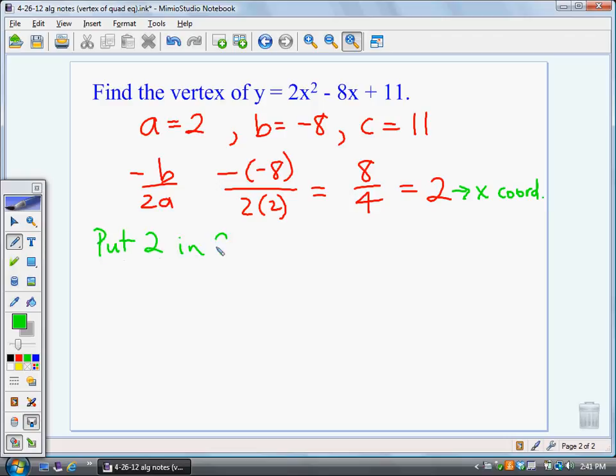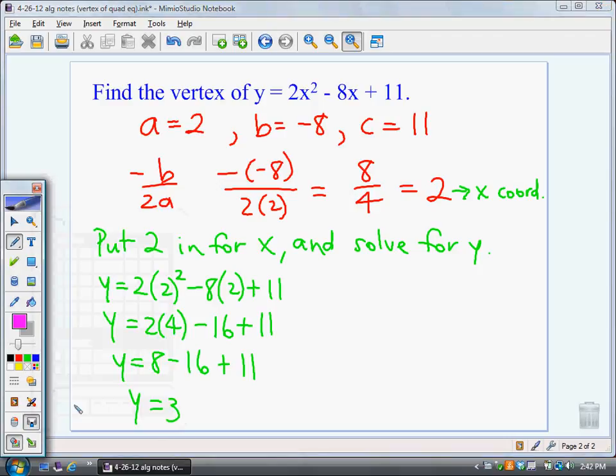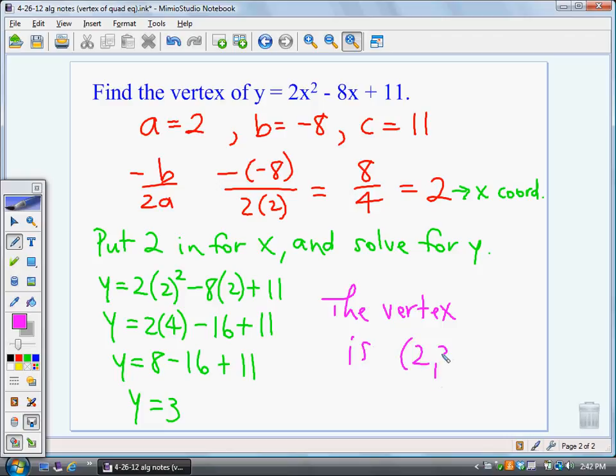We'll put 2 in for x and solve for y. Okay, and when we do that, 2 times 2 squared minus 8 times 2 plus 11. 2 times 4 minus 16. 8 minus 16 plus 11. That's 3. And so my vertex is 2, 3.